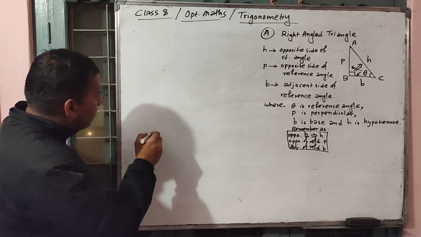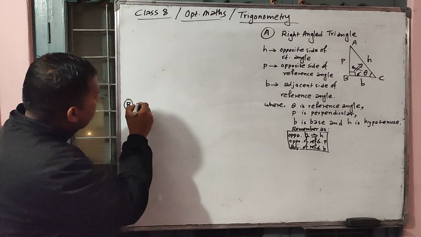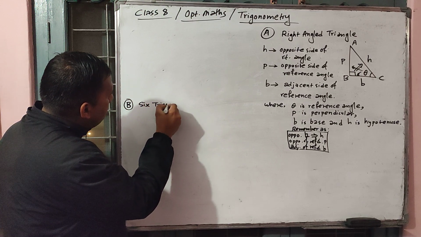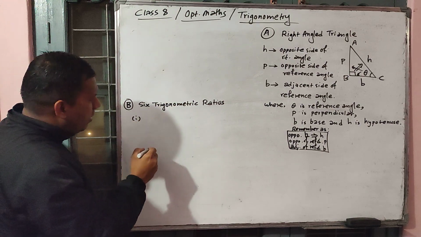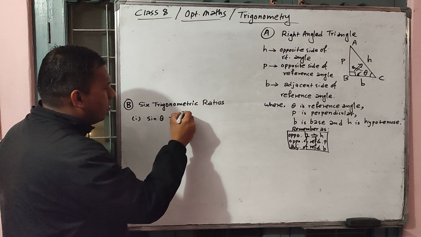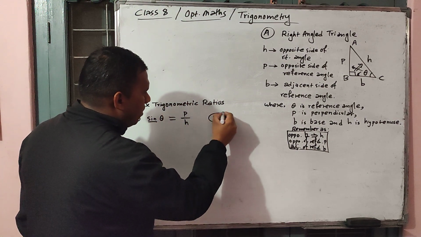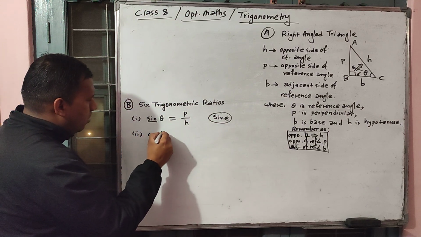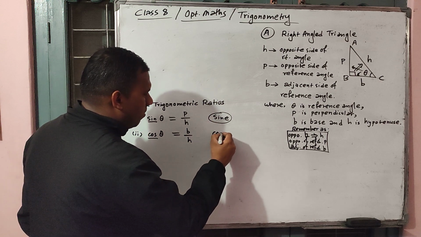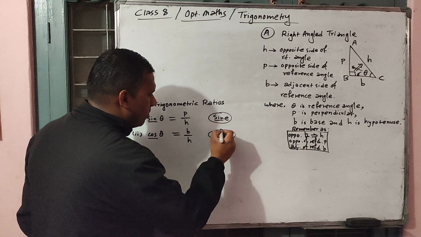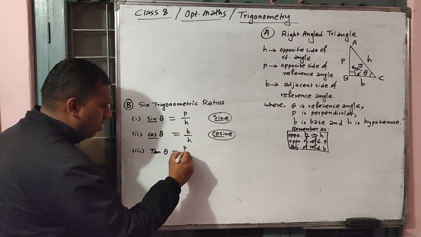After this, next, B. Six trigonometric ratios. Number one, sine theta equal to P by S. The sine is short form of sin. Number two, cos theta equal to B by S. Cos is short form of cosine. Number three, tan theta equal to P by B.